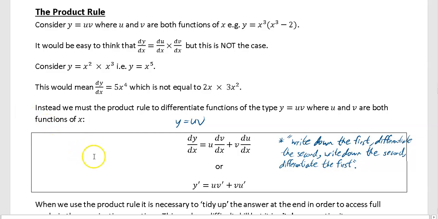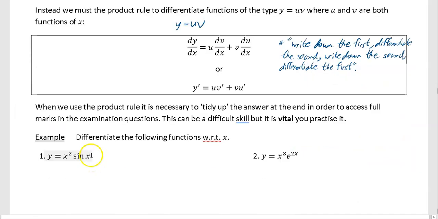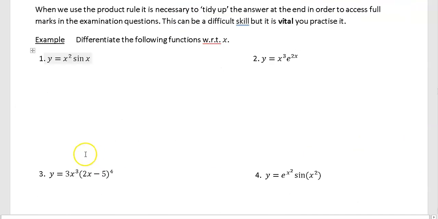Okay, I'm going to look at a couple of examples of how we do this. And the hard part is quite often at the end, when you're tidying up, and you'll see that probably when we get on to example 3 in this one, but the first couple should be straightforward enough.